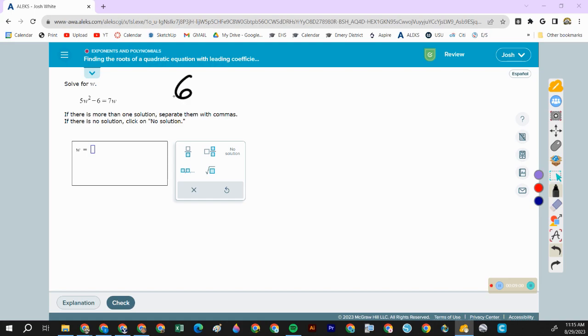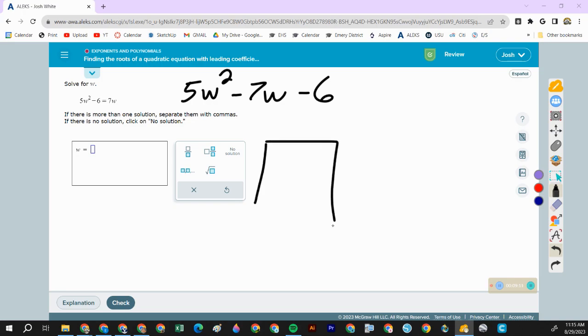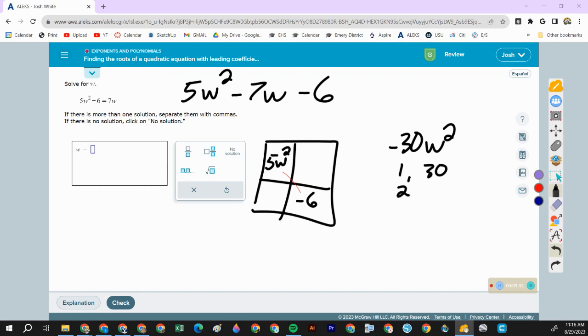Okay. 5w squared minus 7w minus 6. I can't divide the 5 without creating a fraction. So I draw the box. I stick in the first one and the last one. And then I build a negative 30w squared by multiplying those two numbers together. Now I'm looking for the factors of negative 30 that add to be 7. So 1 and 30, 2 and 15, 3 and 10, 4 doesn't work, 5 and 6.